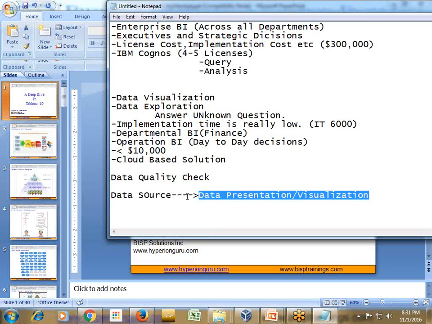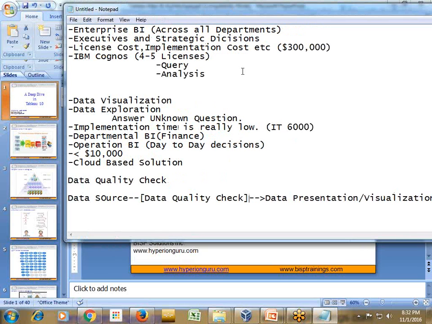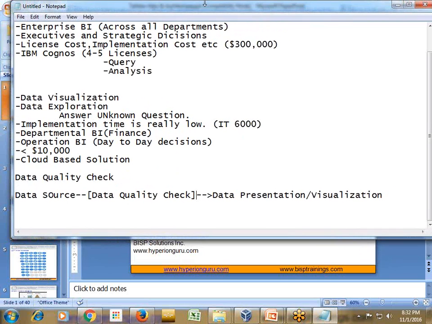So it is impossible for your data visualization to sit directly on the data source. There has to be a data quality check layer. It's mandatory, right? Tableau doesn't offer any data quality check. Maybe you can have an external tool for data quality check. All right, this can be addressed by using some external data quality check layer.